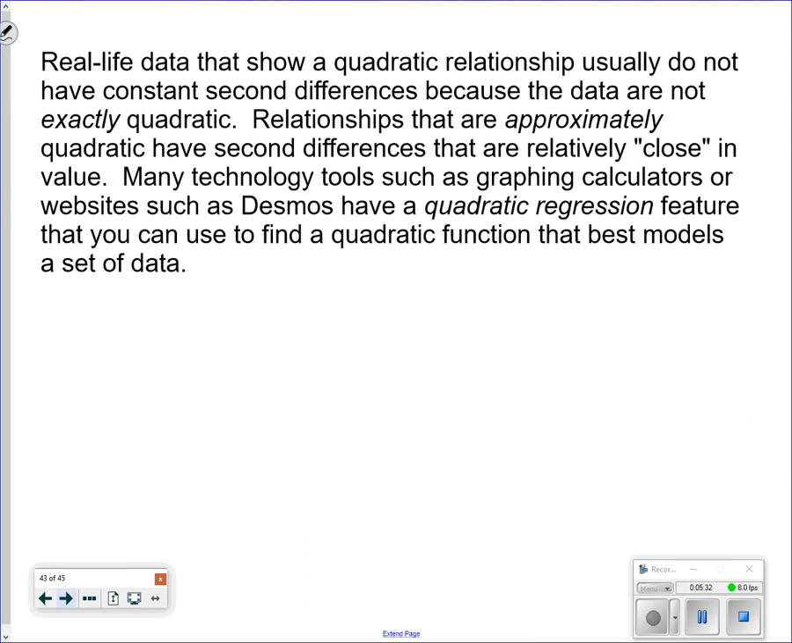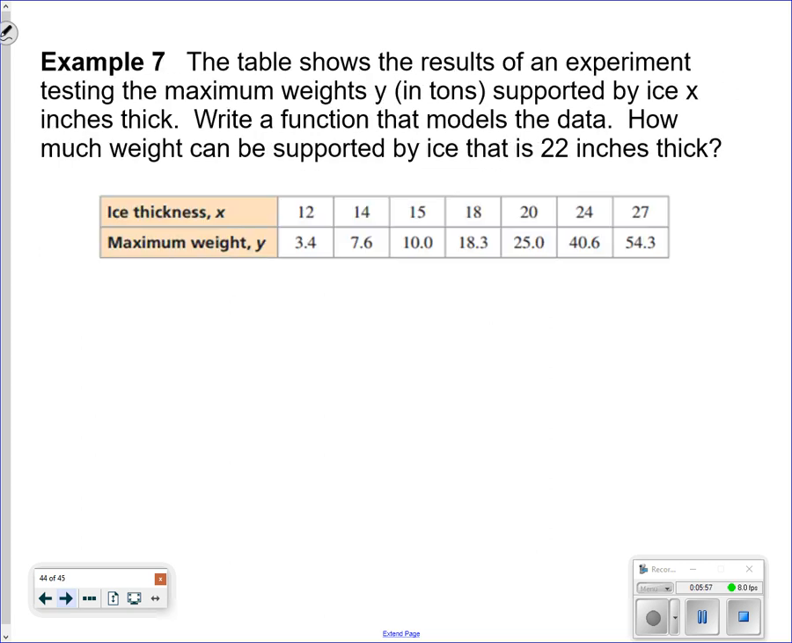Now we're going to start. Real life data doesn't always make an exact quadratic relationship. Usually it does not have a constant second difference because the data are not exactly quadratic. Relationships that are approximately quadratic have what's called a second difference that is relatively close. Many technology devices such as a graphing calculator or websites such as Desmos have quadratic regression features that you can use to model a set of data.